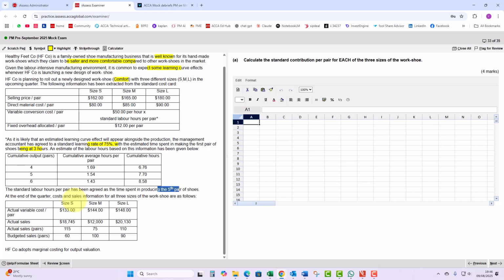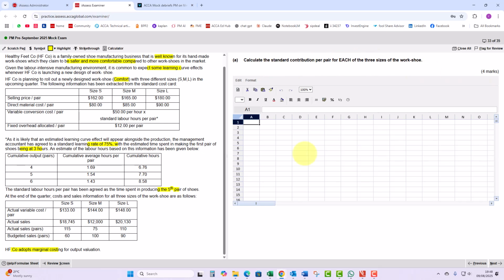At the end of the quarter, cost and sales information for all 3 sizes of the work shoe are as follows. We've got the actual variable cost, the actual sales in pairs, and the budgeted sales, and they adopt marginal costing for output valuation. When we're calculating sales variances, as we're doing in part B, because it's using a marginal costing system, we use the standard contribution as opposed to absorption costing, where we would use the profit. But there's probably a clue because we're asked to calculate the standard contribution per pair.